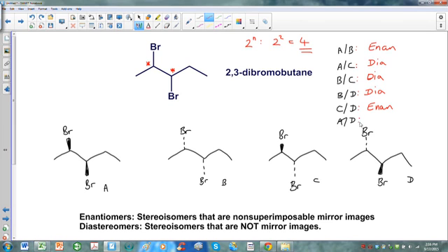And then the last one, A and D. Carbon number 3, the stereochemistry is the same. Carbon number 2, the stereochemistry is opposite. These cannot be mirror images either. So therefore these are also diastereomers. Okay? We said 4 stereoisomers, and that's exactly what we have.